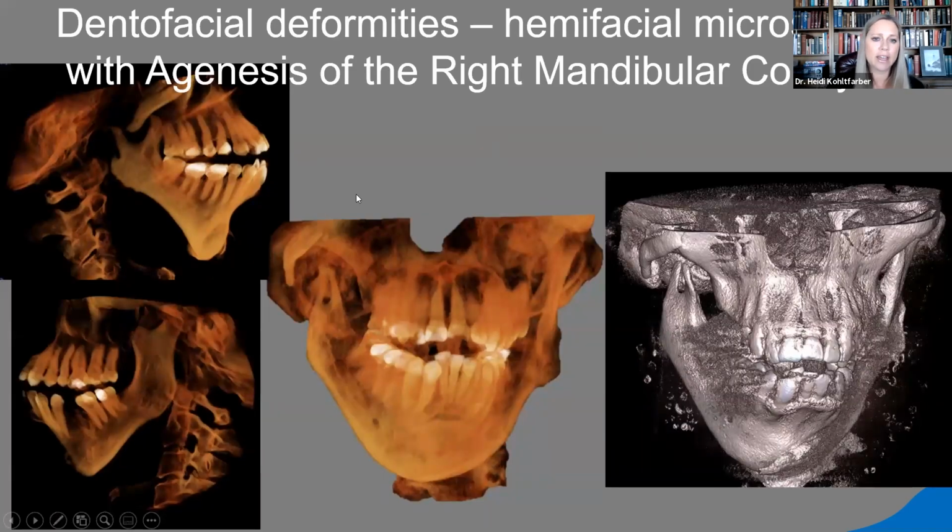You can also have agenesis of the right mandibular condyle. So this was a hemifacial microsomia, and we are missing our right mandibular condyle on this particular patient. So you can see that we're missing the condyle on the right side, but we have it on the left side.